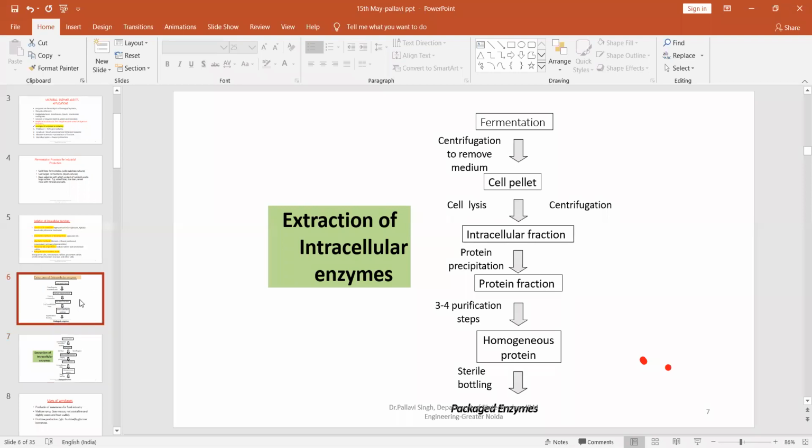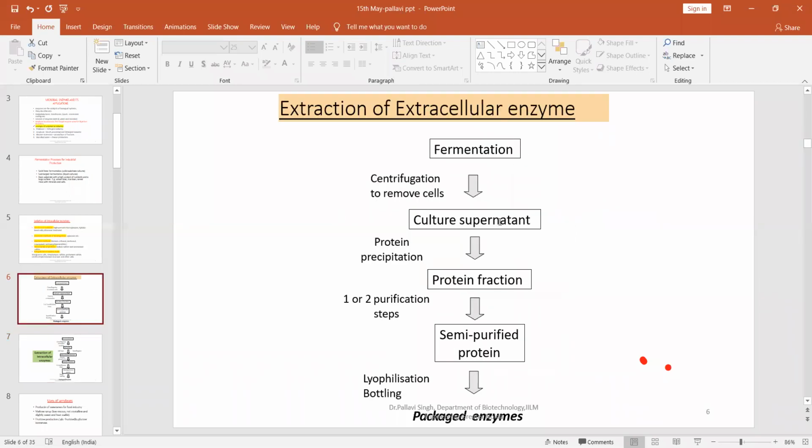However, if it was an extracellular enzyme, it is very easy. You are having the enzyme in the broth itself. You don't need to homogenize. You don't need to break down the cells. Simply you have to take the supernatant, precipitate your protein, and go for the purification and go for packaging.